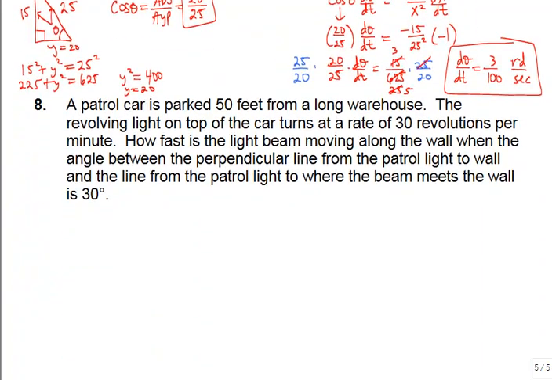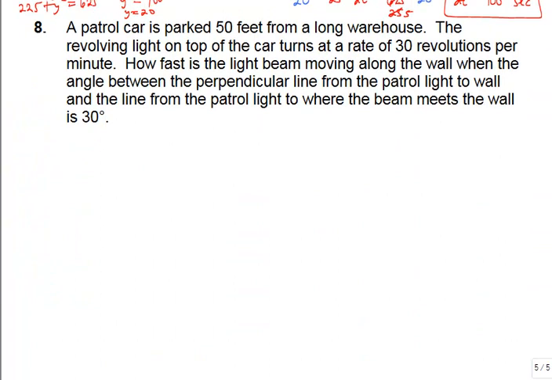All right, let's try one last example here. We have a patrol car parked 50 feet from a long warehouse. The revolving light on top of the car turns at a rate of 30 revolutions per minute. How fast is the light beam moving along the wall when the angle between the perpendicular line from the patrol light to the wall and the line from the patrol light to where the beam meets the wall is 30 degrees? So this one is a particularly tricky one to visualize.